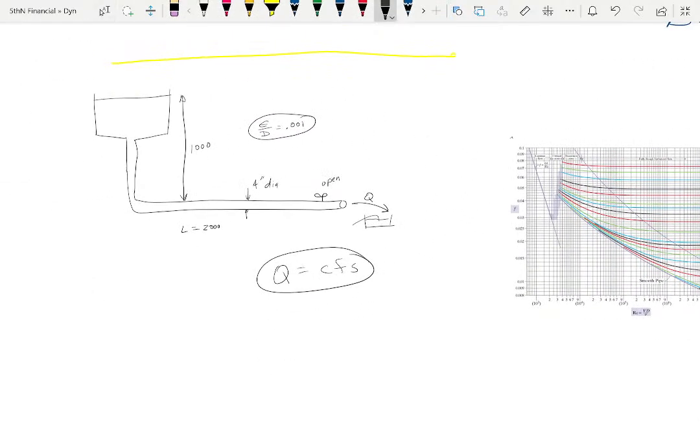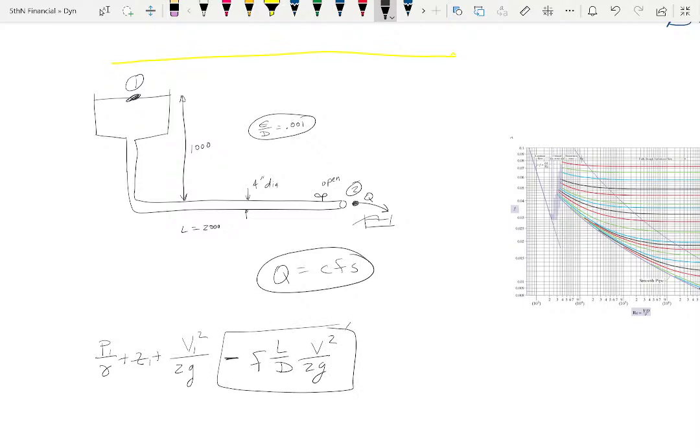What we do is we write Bernoulli's equation between the top of the water, which is exposed to the air, and the exit. So P1 over gamma plus Z1 plus V1 squared over 2G, minus the f L over D V squared over 2G. This will be the loss in the pipe that we'll have to come up here to find. And that's going to be P2 over gamma plus Z2 plus V2 squared over 2G.